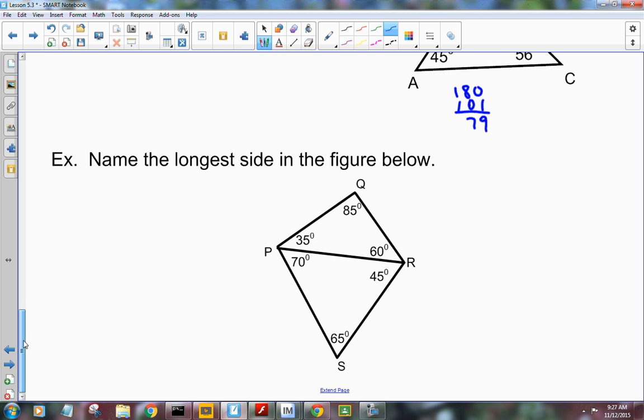Okay. Now, I want to give you a second to look at this one. It's a little bit tricky. So think about it. You want to name the longest side in the figure. And remember, the rules that we learned only apply within a single triangle. You can't compare an angle in one triangle with an angle in a different triangle. Okay? Keep that in mind.